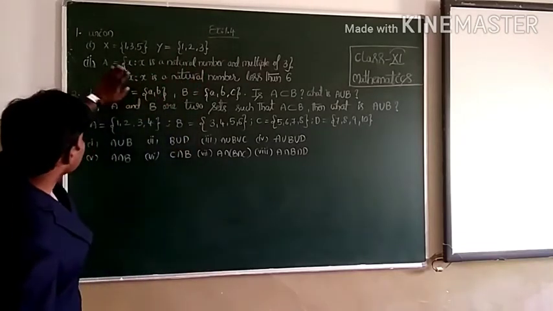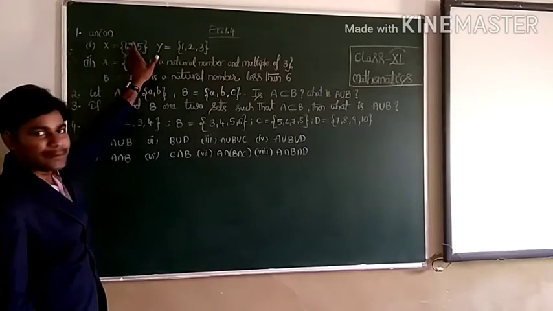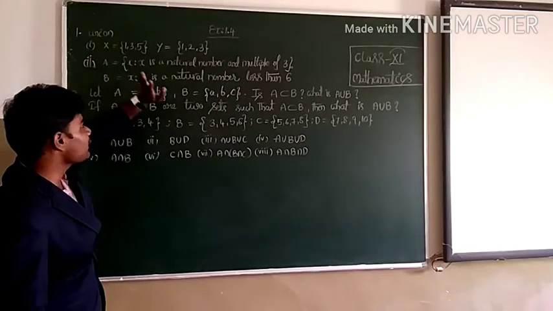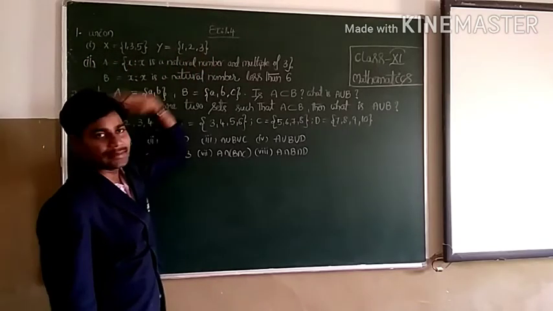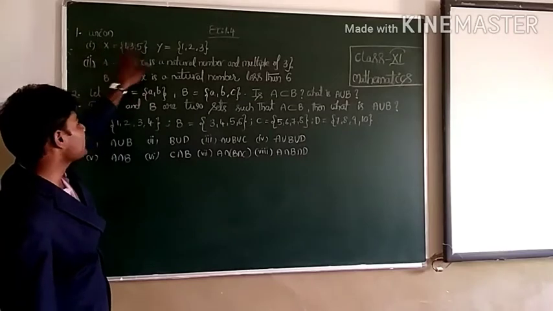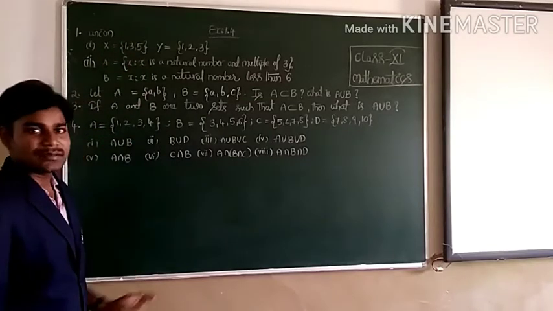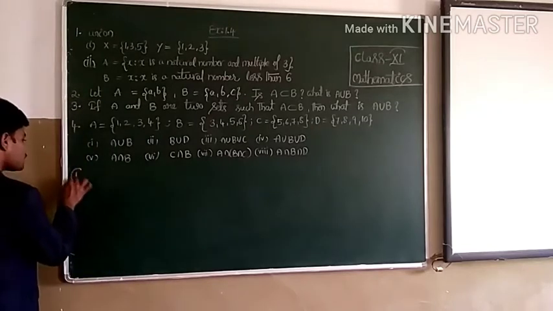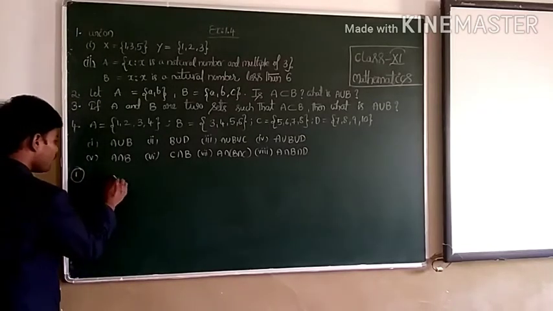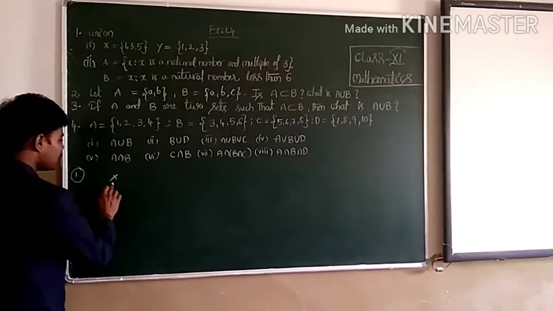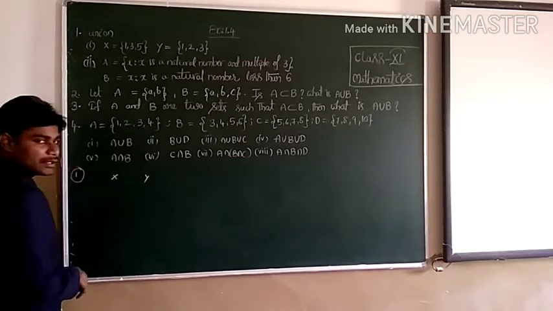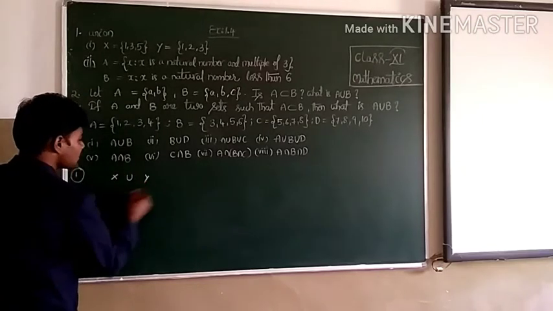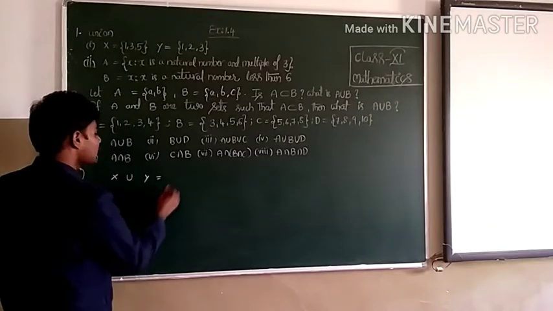Here, find the union of the given pair of sets. The first one is X equals {1, 3, 5}, Y equals {1, 2, 3}. We just have to find the union of X and Y. You already know the symbol of union, right? Now let's see the first problem's solution. One set X is given, another set Y is given. We need to find the union of these two sets, just use the union symbol.